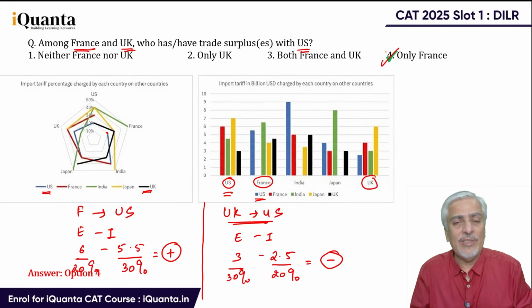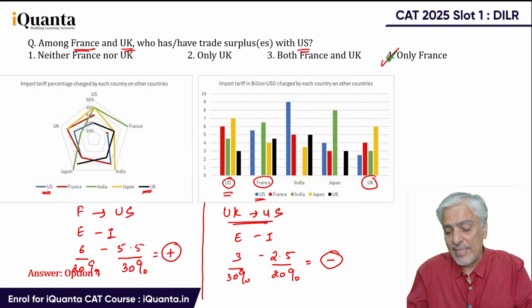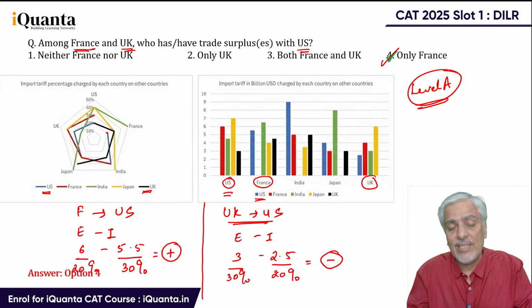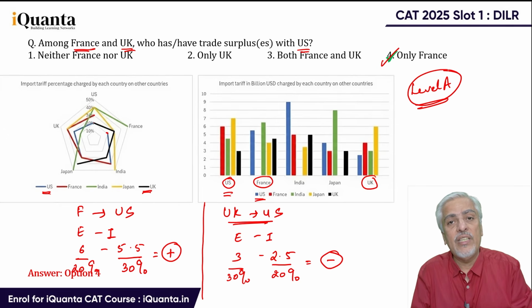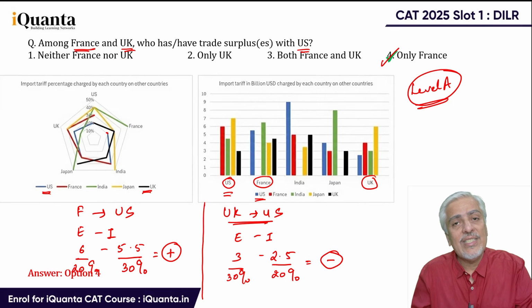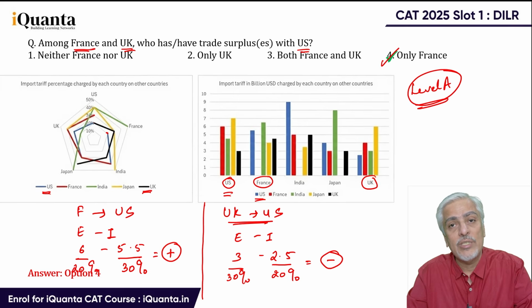Now, with that, we come to the end of this set. How would you place this set? Where would I place this? In an exam situation, and that also something like a CAT 25 paper, I would definitely put this at a level A set. It's a straightforward graph. Yes, it will take some time to think what it is about, how to handle exports and imports.